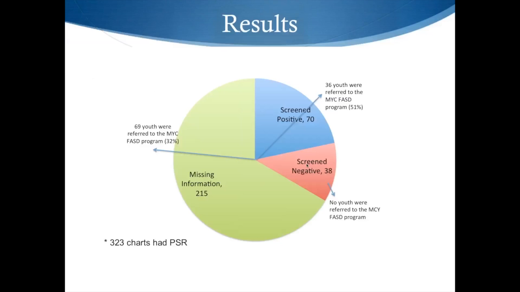So the large percentage of youth who had missing information, what this means is that they did not have enough information. If any of you are familiar with the screening tool, there are two sections, section A and B, and it's a checklist that you go through. And then at the end, there's a little algorithm that says if youth had two social factors from section A or a factor from section B, they should be referred for further diagnostic assessment. So the youth who had missing information either didn't have enough information in either section A or section B to reach a definitive conclusion with the tool.